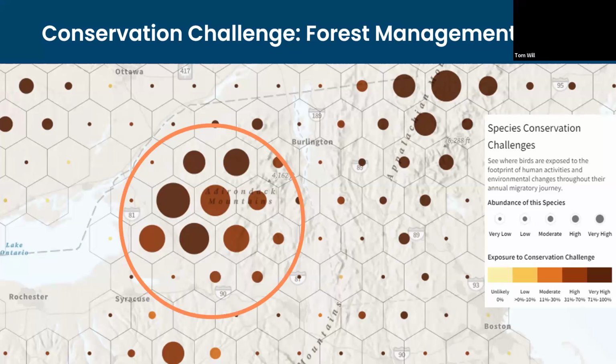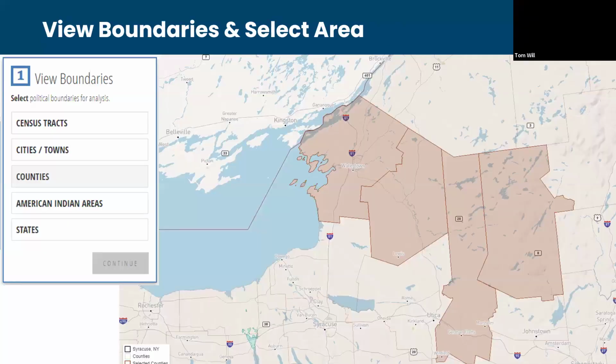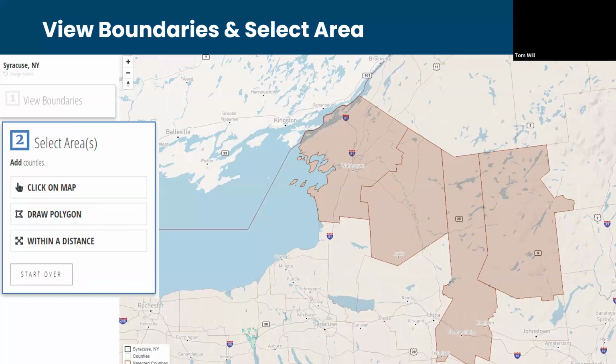So when I look at my tool here, this is the socioeconomic profile tool. I've zoomed to Syracuse. This seems like a good place for me to maybe engage the community in this work. First, you select your political boundaries for analysis, and you can get data at the census tract level all the way to the state level. So choose here what scale you'd like to see your analysis done. And next you select your area.